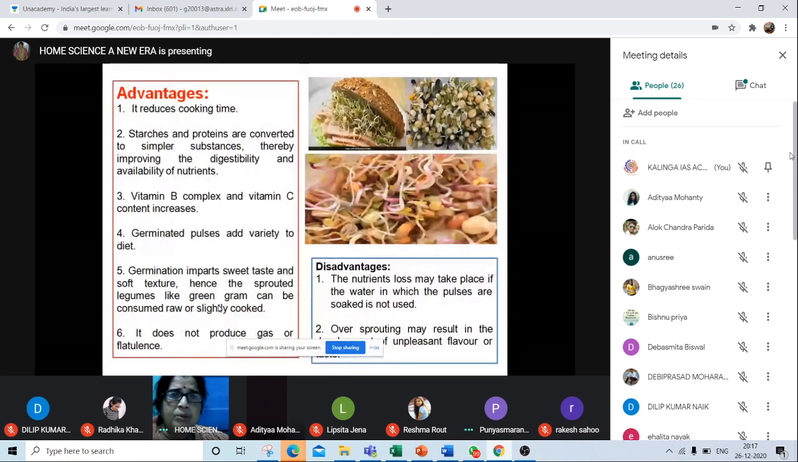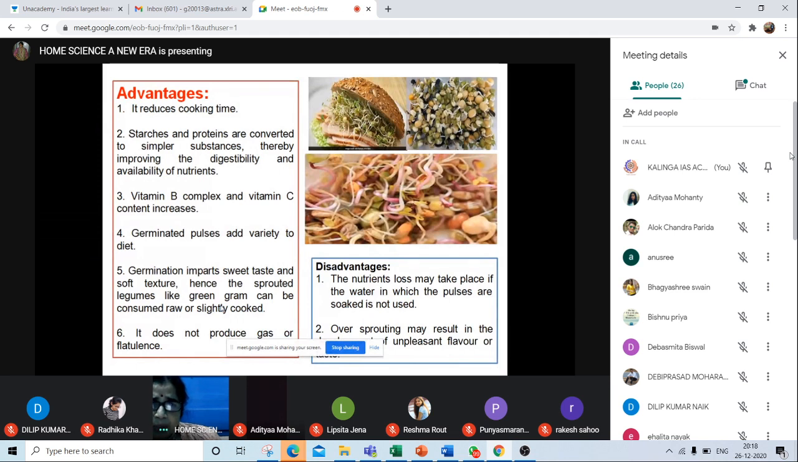Advantage, it reduces cooking time. Starches and proteins are converted to simpler substances, thereby improving the digestibility and availability of the nutrients. Vitamin B complex and also vitamin C content increases due to the germination. Germinated pulses add variety to the diet.